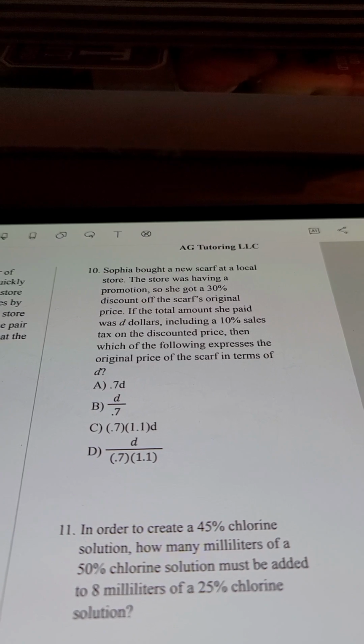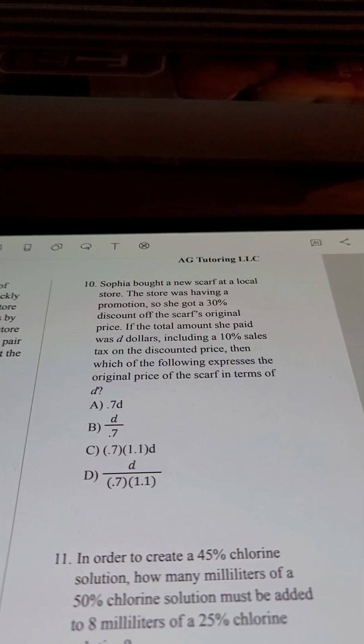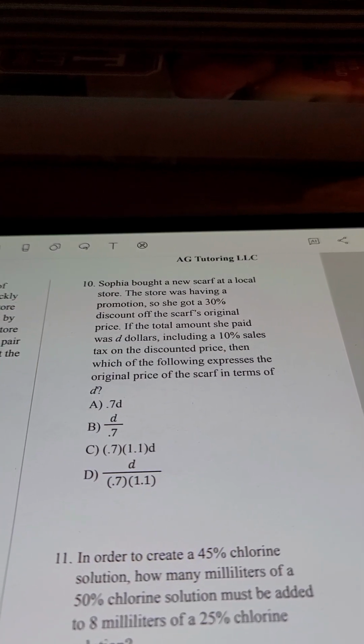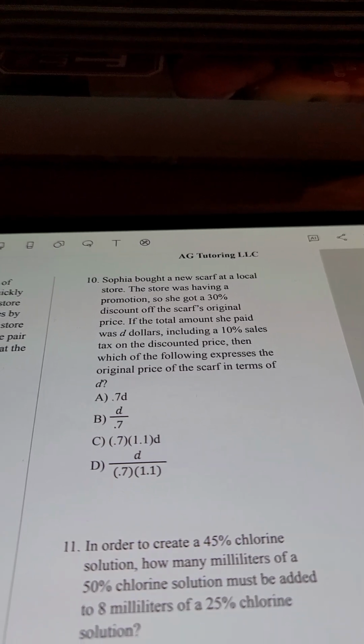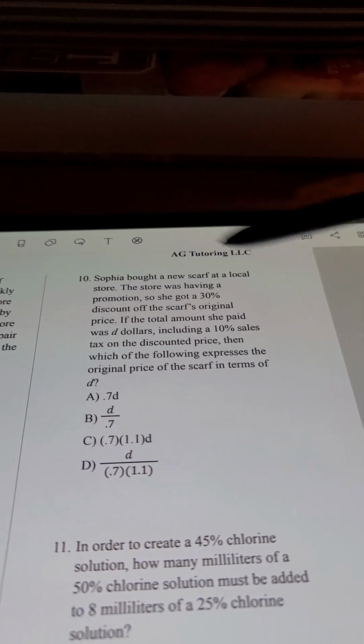So yeah, I know that this looks familiar. If you have the other chapters, totally fine. You probably forgot about the problem anyway. Still attempt it. So it says, Sophia bought a new scarf at a local store.